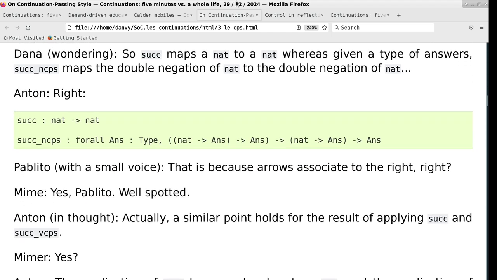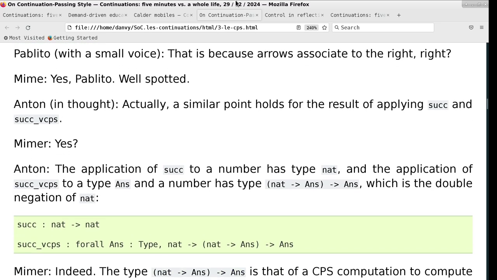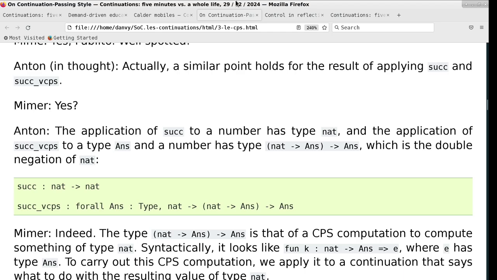Right. Okay, and so you can see that in the right side, small voice. Then it's because arrows associate to the right. Yes, Pablito, well spotted. Actually, a similar point holds for the result of applying successor and successor N CPS. Yes. The application of succ to a number is type nat, and the application of succ N CPS to a type answer and a number has type nat to answer, which is the double negation of nat.